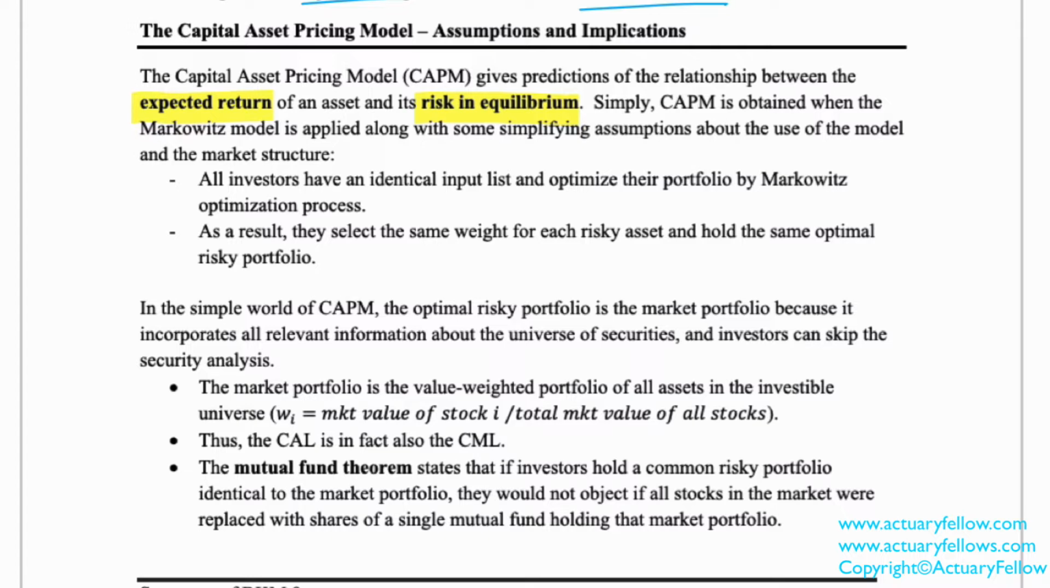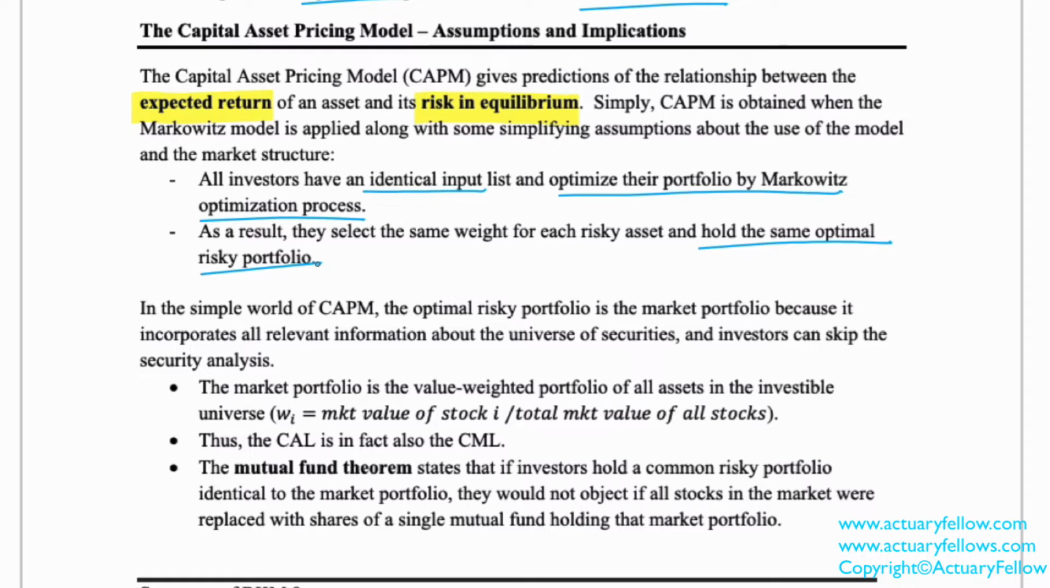We will explore what it means by risk in equilibrium later on when we get to the market price of risk. When we apply the Markowitz model and some simplifying assumptions about the use of the model and the market, we get CAPM. All investors have an identical input list and optimize their portfolio by the Markowitz optimization process. So they select the same weight for each risky asset and hold the same optimal risky portfolio.